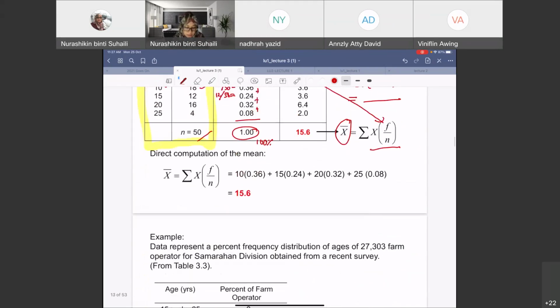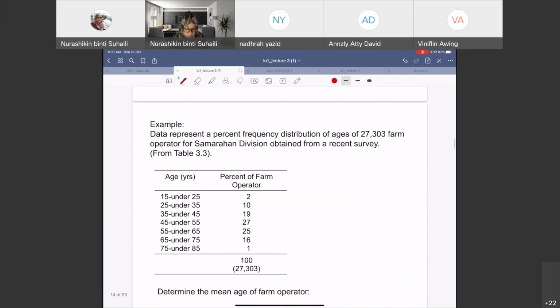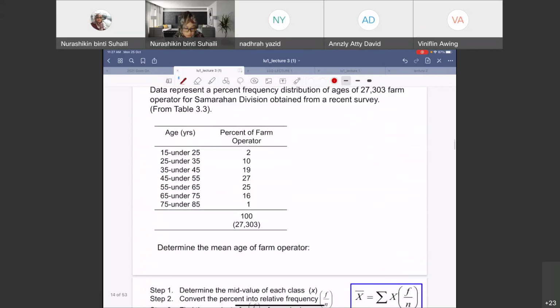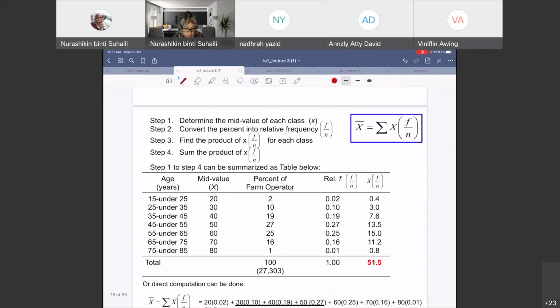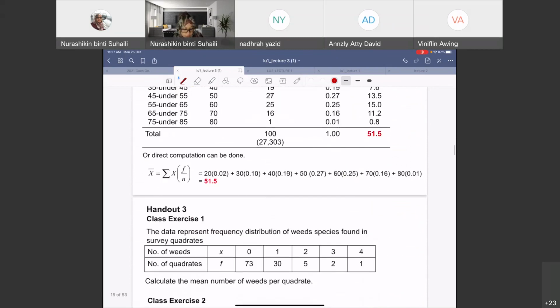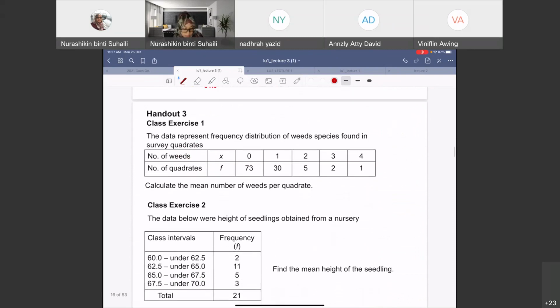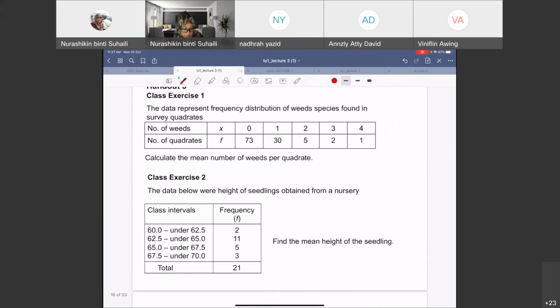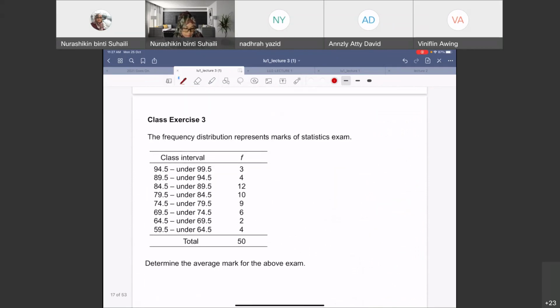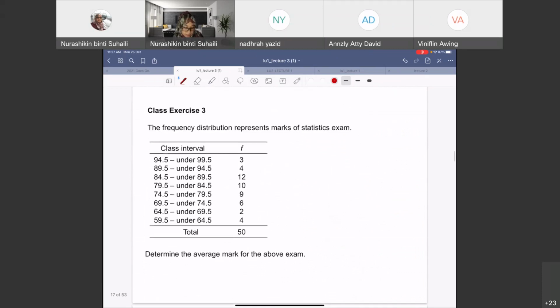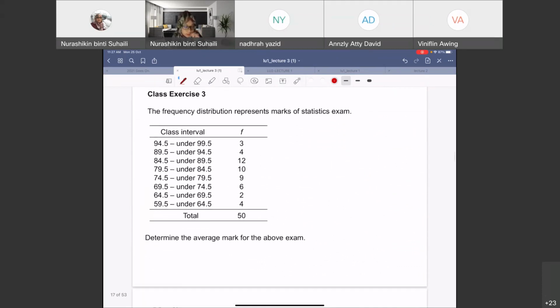So what else? These are examples you can try by yourself. Some of the examples, again, the same thing: x times f divided by n. This is another example, please have a look at it by yourself. Class exercise, this one, the mean height. The same principle. I leave it to you to do all these exercises by yourself.